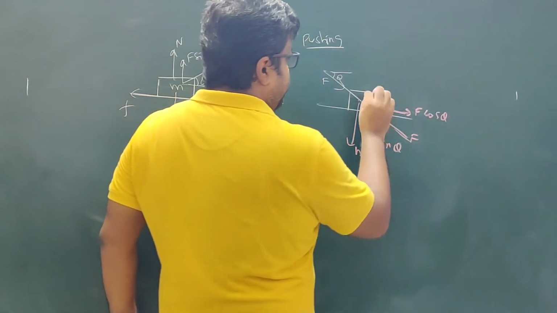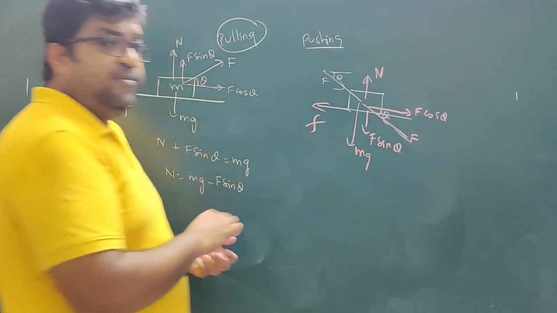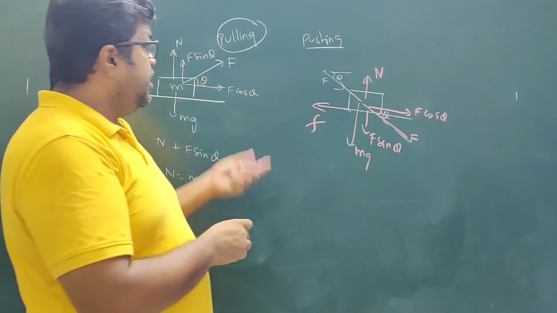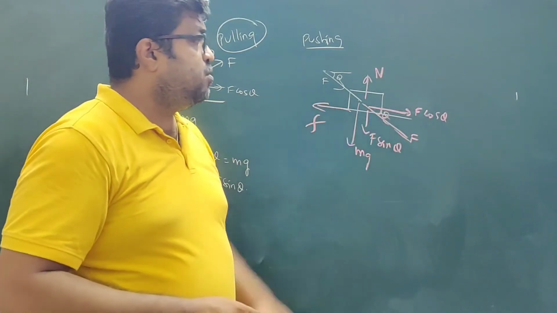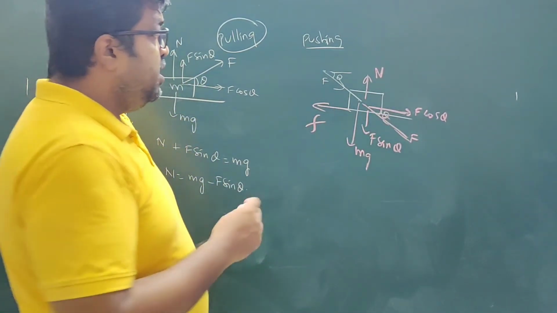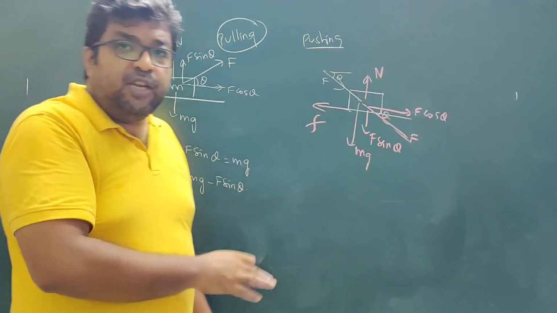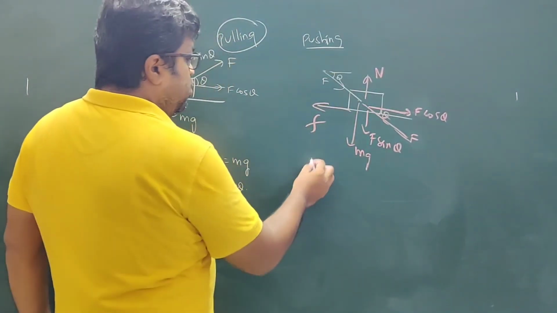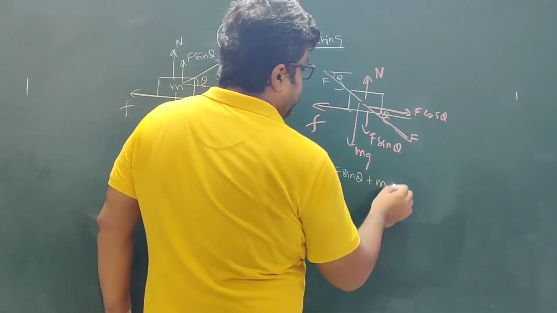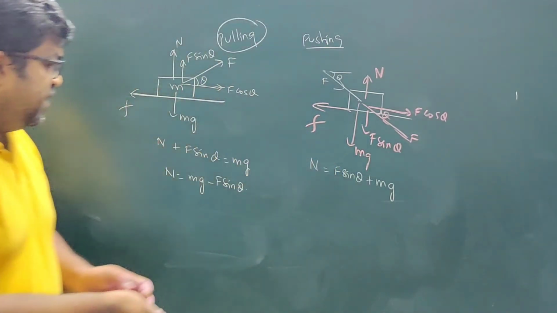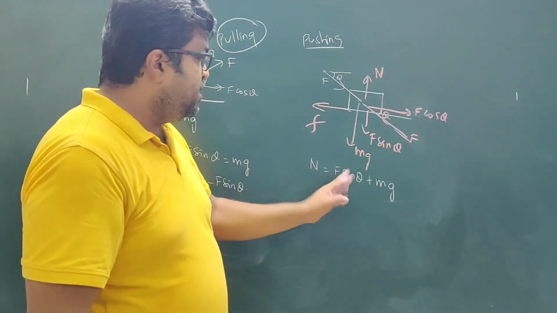This is mg, this is the normal reaction, this is the frictional force. Correct? So here also F cos theta is responsible for the motion of the block. But here again, no motion is taking place along the vertical direction. So total upward force is again equal to total downward force. So N is equal to F sin theta plus mg. So as you can see, here N equals mg minus F sin theta. Here N equals mg plus F sin theta.